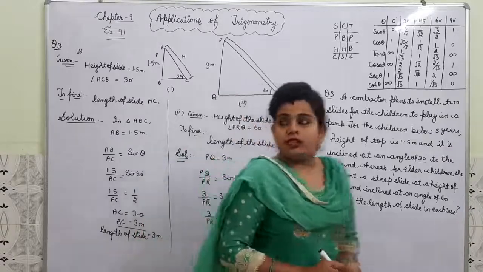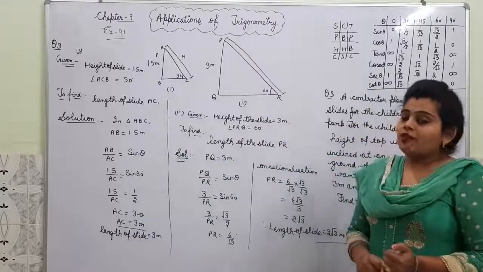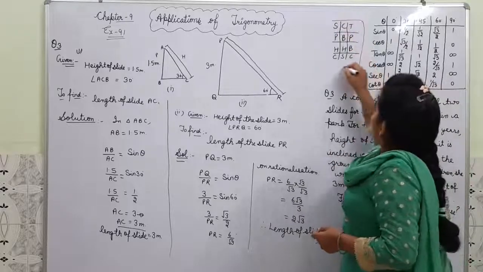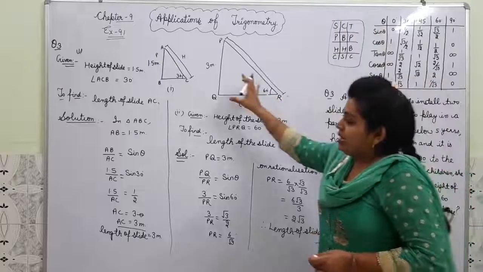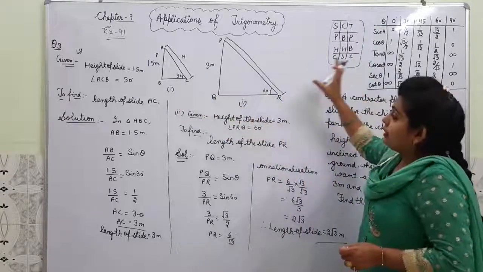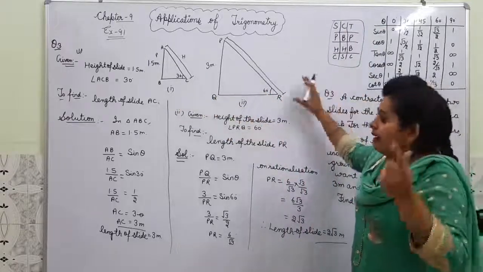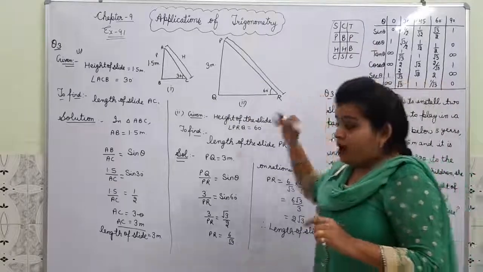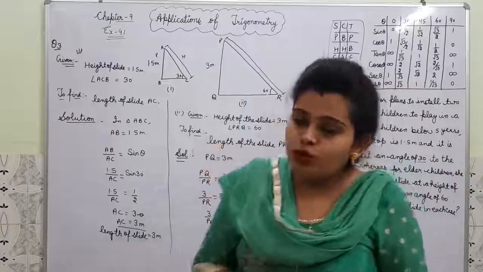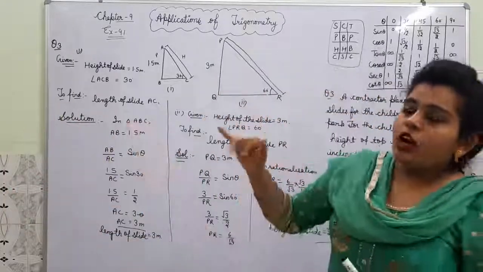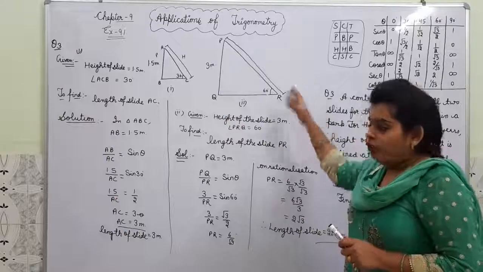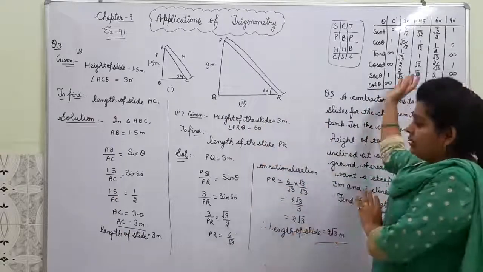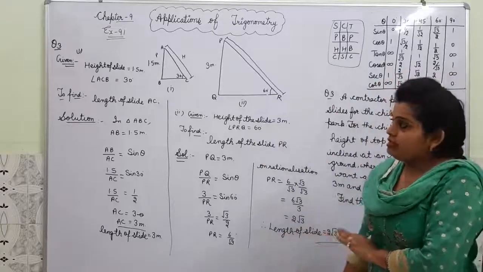Yes, dear students. You can see that these questions are very easy if we are able to formulate this formula. If we can make the diagram from the given information, and if our diagram is correct, then after the diagram, if we can formulate which trigonometric ratio will be used here, whether sin theta, cos theta or any other trigonometric ratio. So after finding the trigonometric ratio using this table, it will be easy to solve these questions.